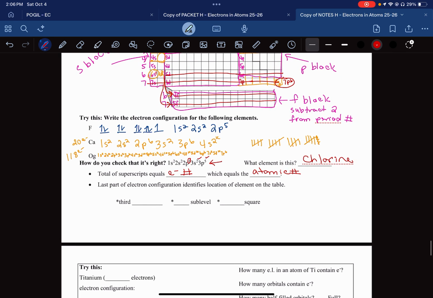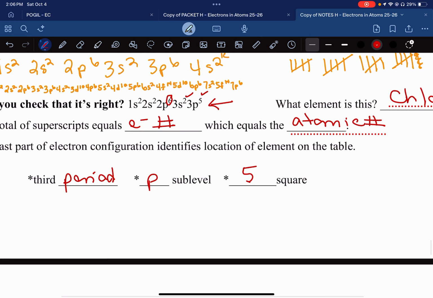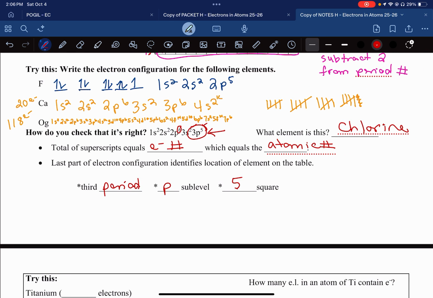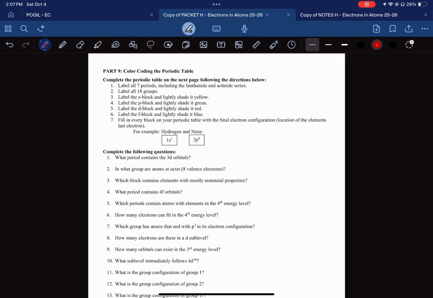All right. So in this particular case, period, sublevel, fifth square. Okay, so looking back at this right here, this is what we're talking about. If we're looking at chlorine, the last electron for chlorine will be in that third energy level and that p sublevel in the fifth square. Okay, it'll be the fifth one. And so that's where this comes into play.